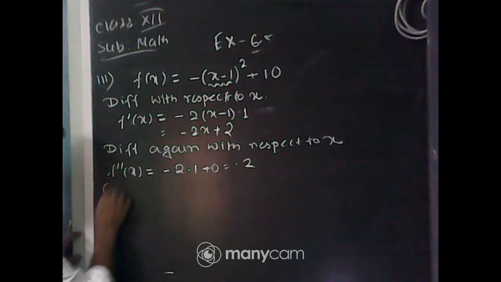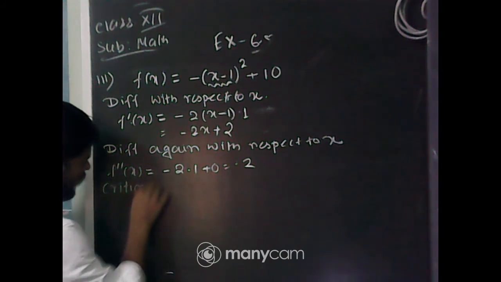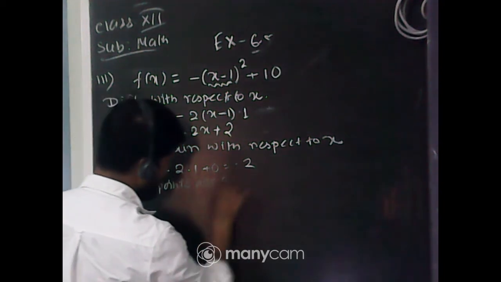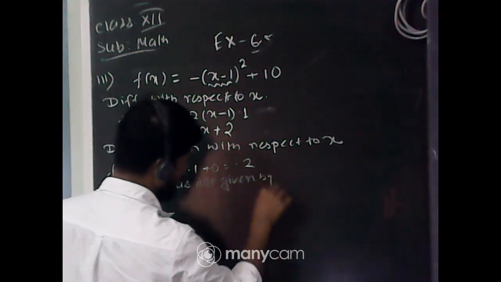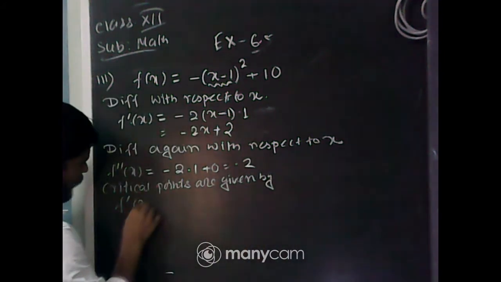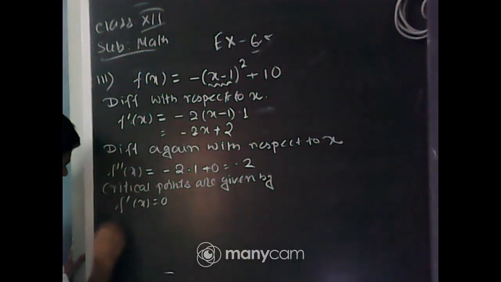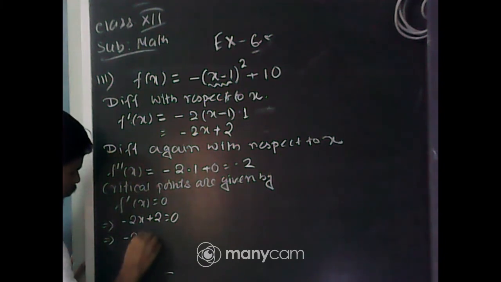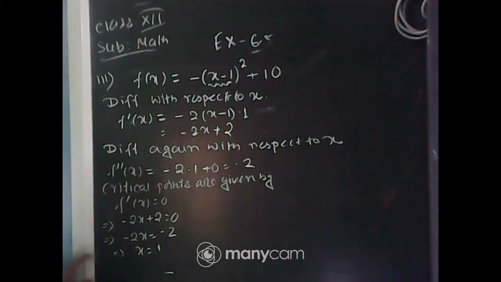The critical points are given by f dot x equal to 0. That implies minus 2x plus 2 is equal to 0, which implies minus 2x is equal to minus 2, that means x is equal to 1. So the critical point of the function is x equal to 1. Now find the value of f double dot x at x equal to 1.